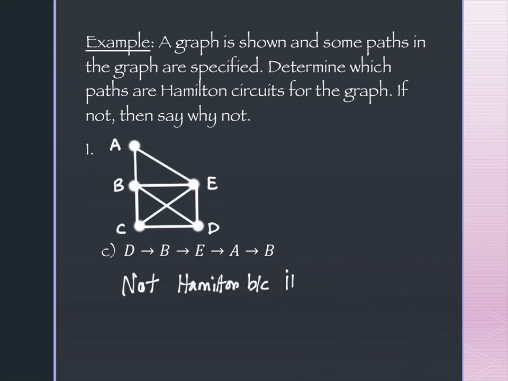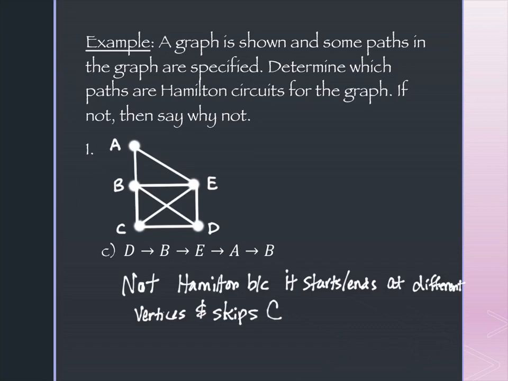Because it starts and ends at different points, so at different vertices. And it skips what? C. We do not manage to get to C. Okay. I think those are the only things that happen on that one. Does that work? Those are the reasons it fails.